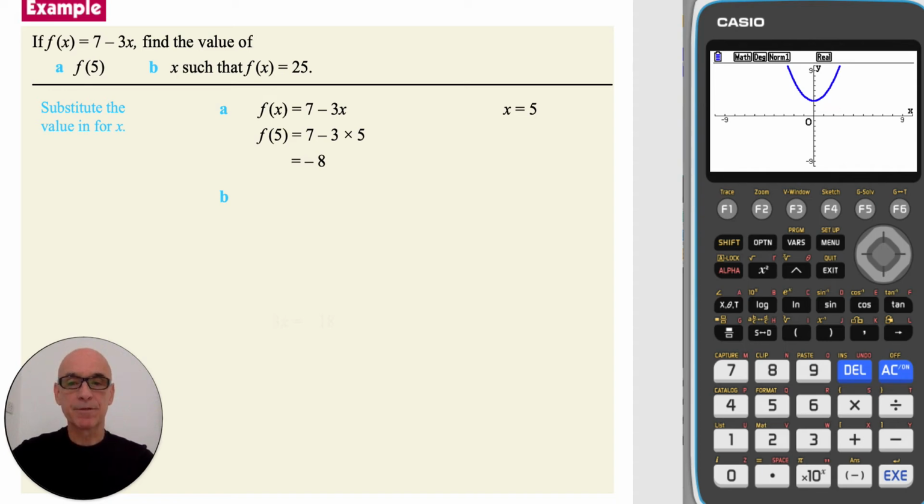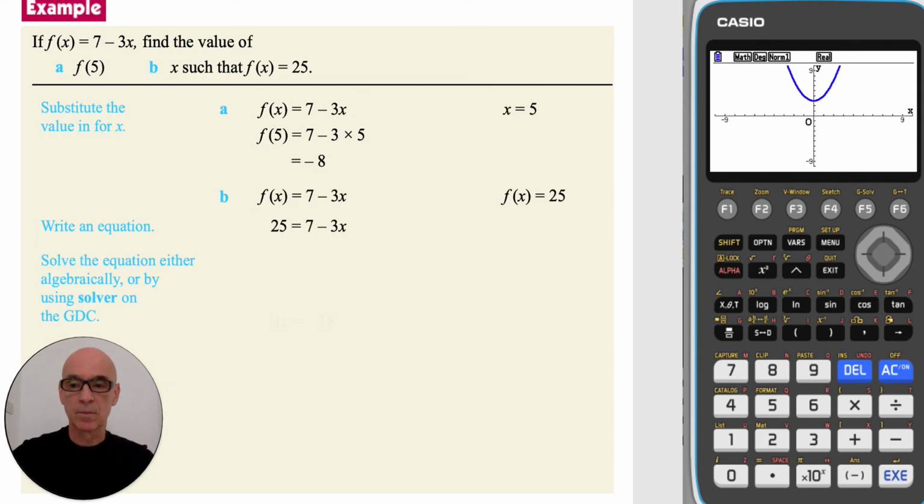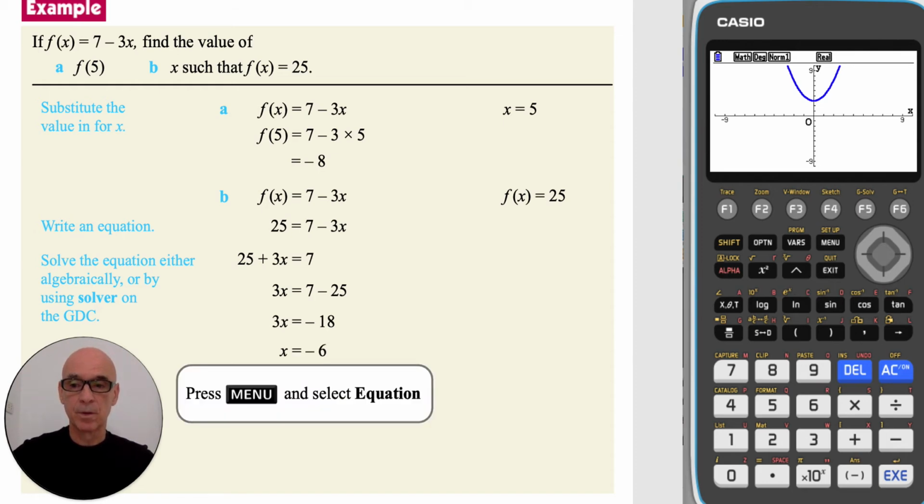In part B, we're asked to find the value of x such that f of x is equal to 25. This is asking what input value into the function f produces an output value of 25. We can find the value of x by writing an equation, equating the function to 25. And we can either solve the equation algebraically, given x equals -6, or we can use solver on the calculator.